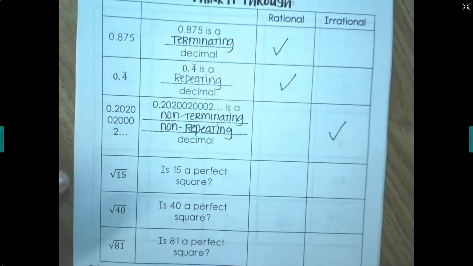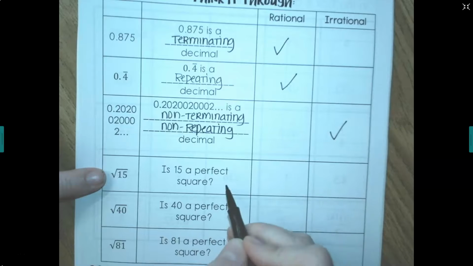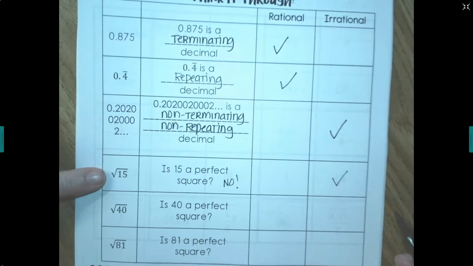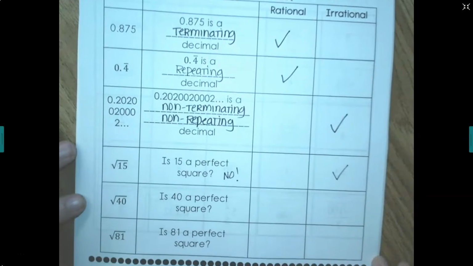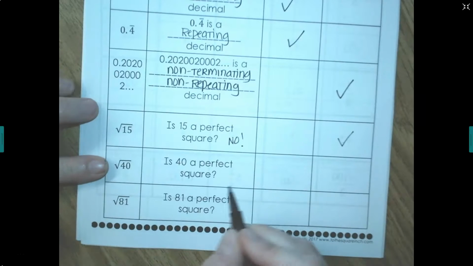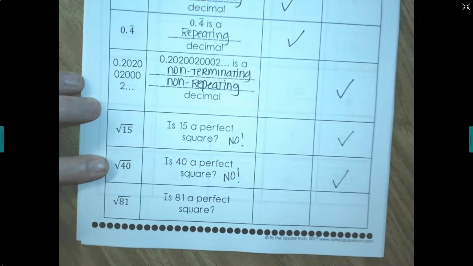Okay, now the question wants to know, is the square root of 15 rational or irrational? For it to be a rational number, the number being square rooted would have to be a perfect square. So you'd have to ask yourself, is 15 a perfect square? And the answer to that is no, 15 is not a perfect square. That means if you took the square root of 15, you would end up with an irrational number. Let's try that again. The square root of 40. Well, 40 is not a perfect square. That means the square root of 40 will be an irrational number.